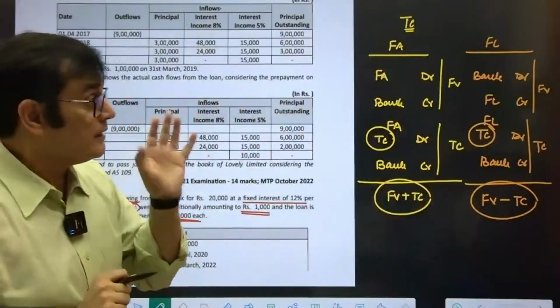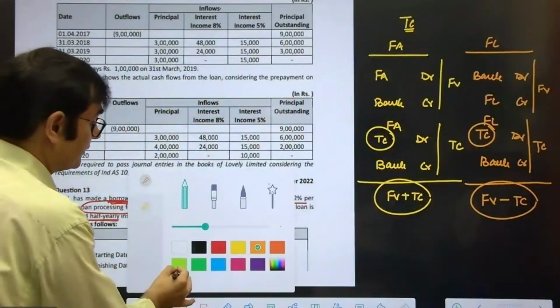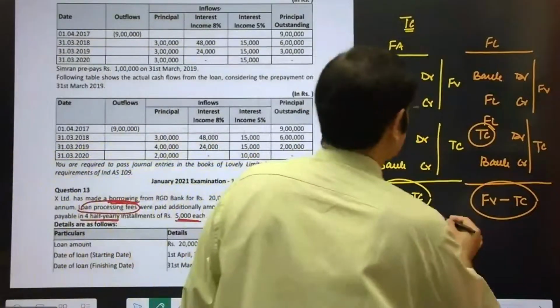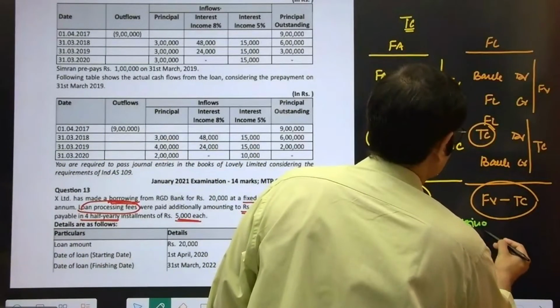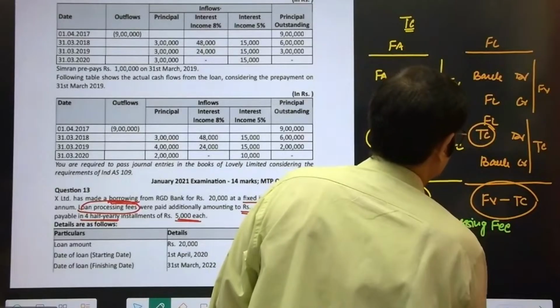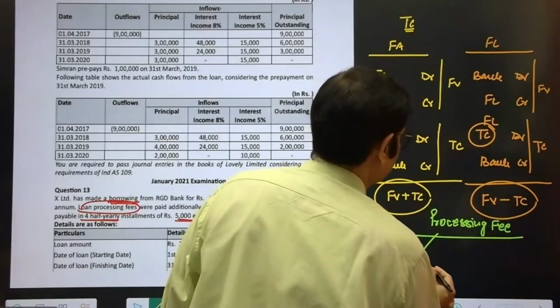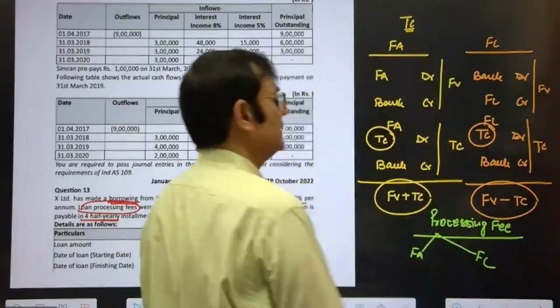Now, on similar lines, the question that comes is: if there is a processing fee, what do you think would be a logical treatment in terms of financial asset and in terms of financial liability? Tell me.